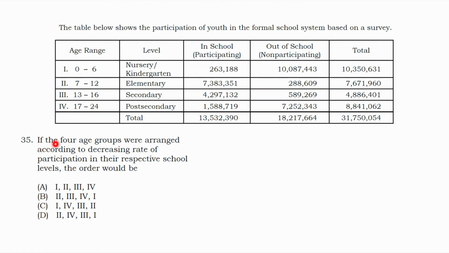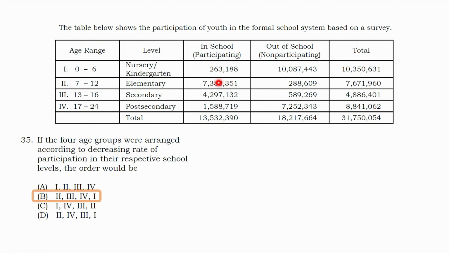Number 35, if the four age groups were arranged according to decreasing rate of participation in their respective school levels, the order would be, so, kung i-observe natin, ito yung age range, di ba? So, yan yung i-observe natin, four age groups. And then, sabi, decreasing rate of participation in their respective school levels. So, i-disregard natin tong mga nasa out of school or hindi nagpa-participate, non-participating. Ang i-observe lang natin is yung nasa school or participating. Then, pag sinabing decreasing rate, so magsa-start muna tayo sa pinakamataas, then going to the lowest.